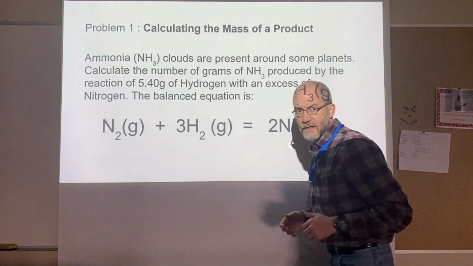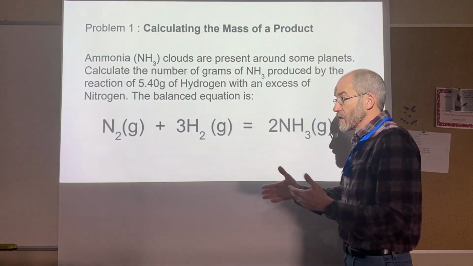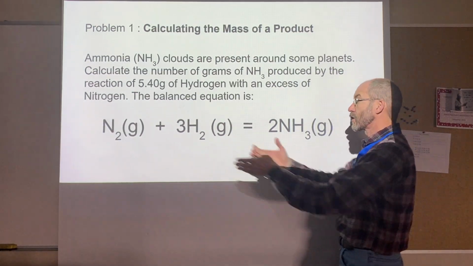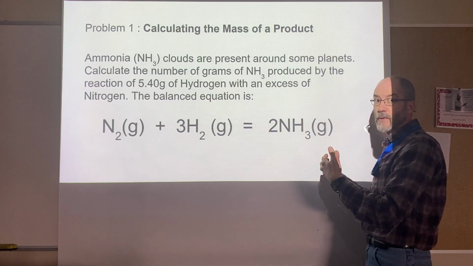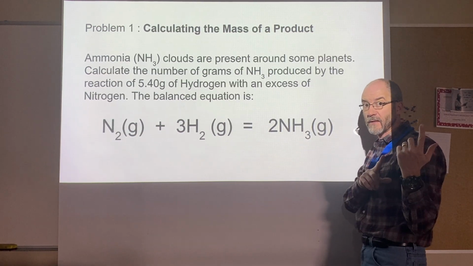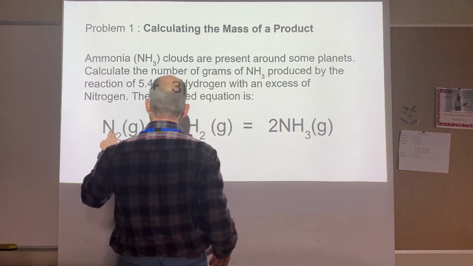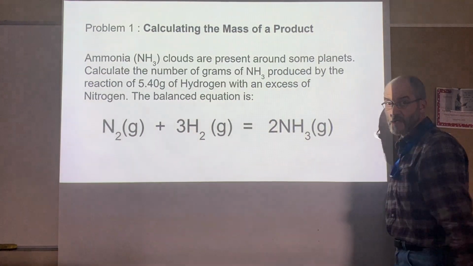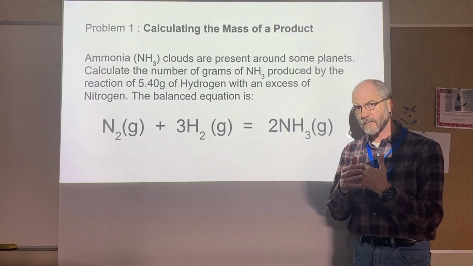The next thing is to find out what you want. The second you find out what you want, you're going to know where you want to end. And then you're going to look at your equation to get the information that you need, provided it's balanced. Is it balanced? 2, 2, 6, 6. Yes, it's balanced. So what have I been given?